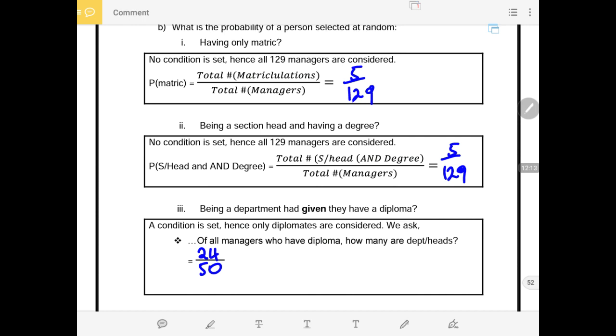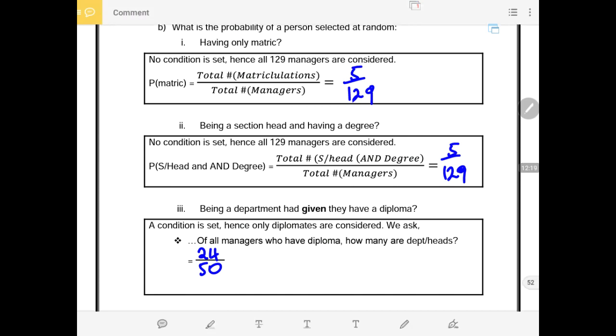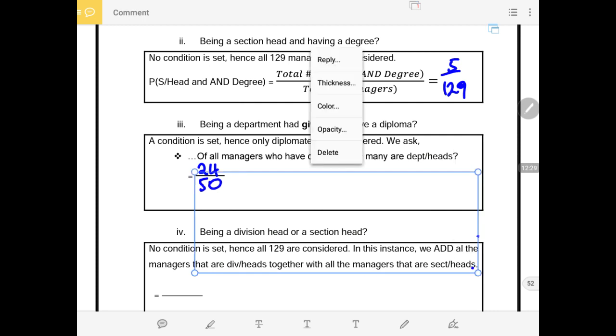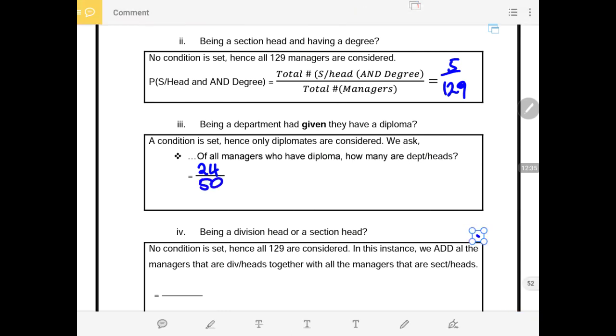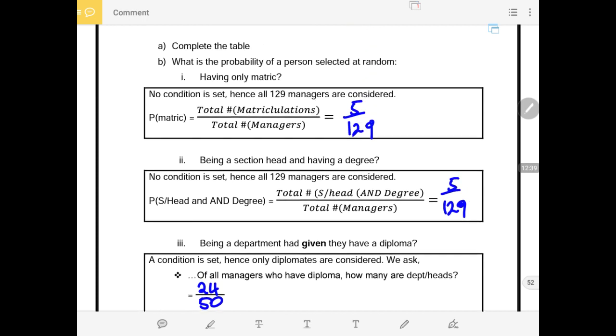Whenever there is a word given, you divide by what is given, then you take that middle number that crosses the section head when you reach those that have a diploma. So whenever again we have a given, we divide by the total number of what is given. So this will be by 50. Remember again, we are under Roman figure 5.